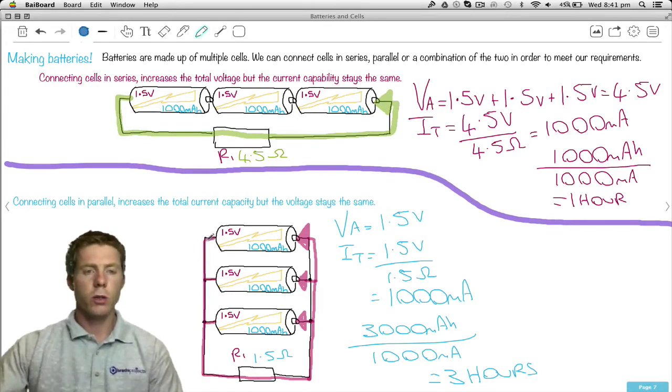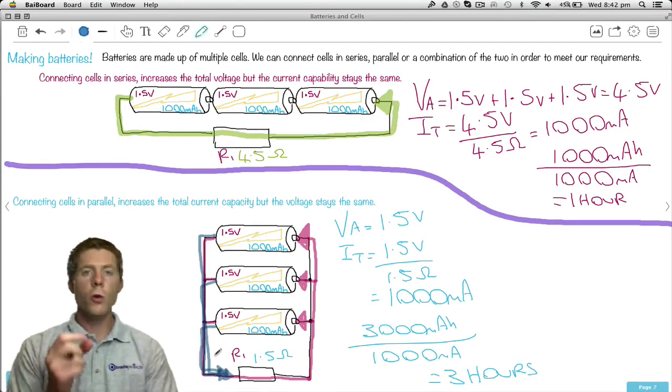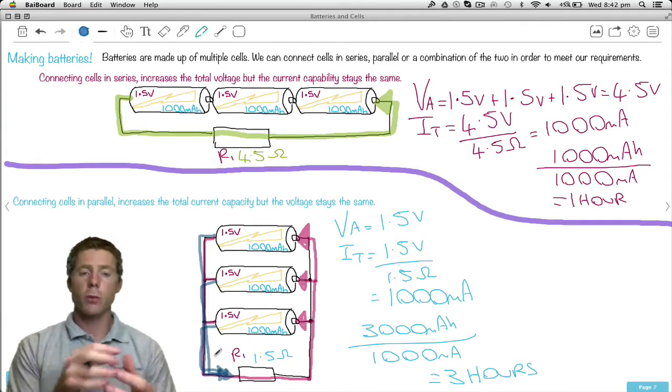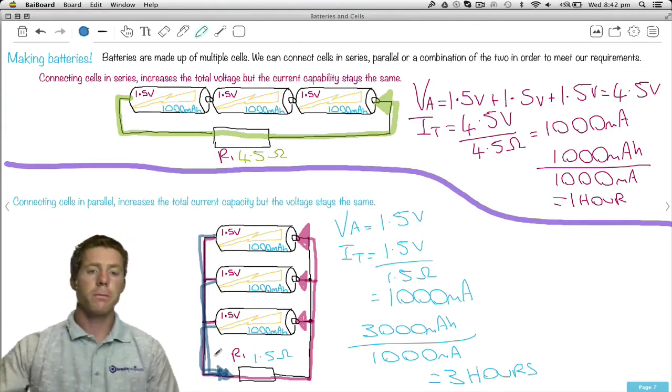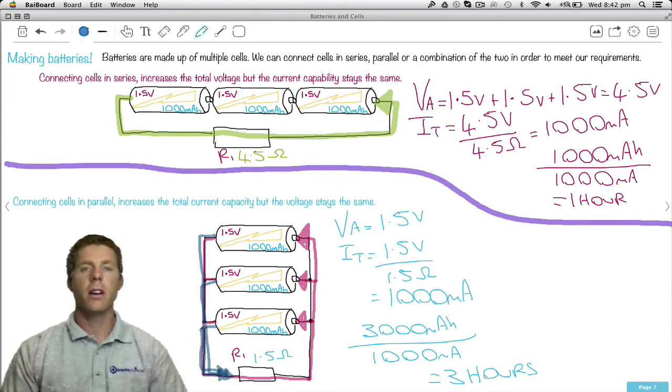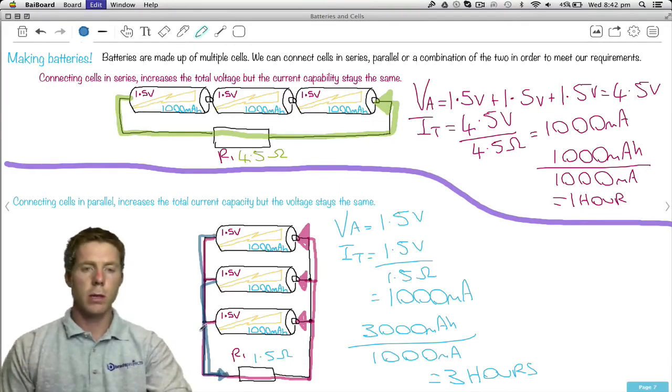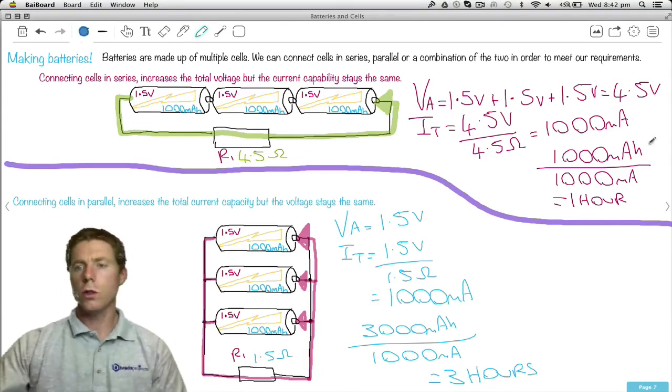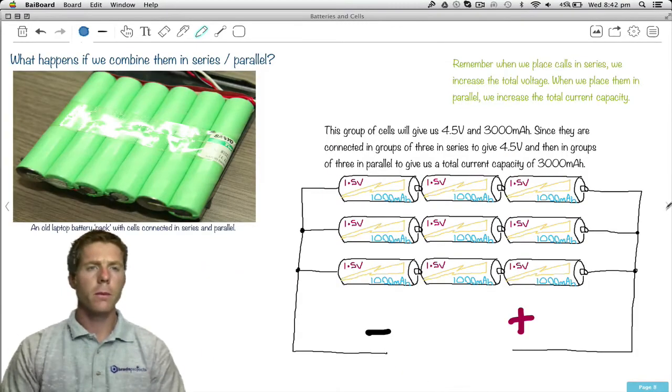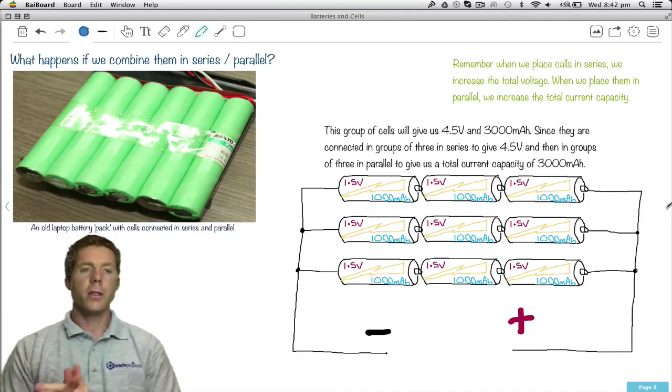Because if you like, what you can do is, have a look at this one. The current going through there is going to get some from here, it's going to get some from here, and it's going to get some from there. No one single cell has to provide all of that 1000 milliamps. So we're actually going to get a third from this guy, a third from this guy, a third from this guy. Therefore, it's going to last 3 times as long, which is good news if you want it to last a long time. So that brings us to this part.